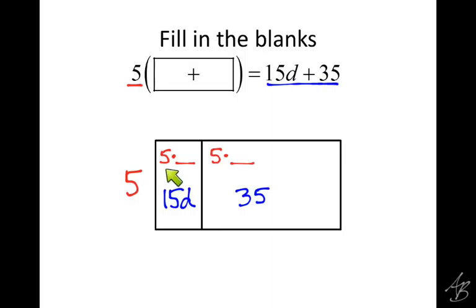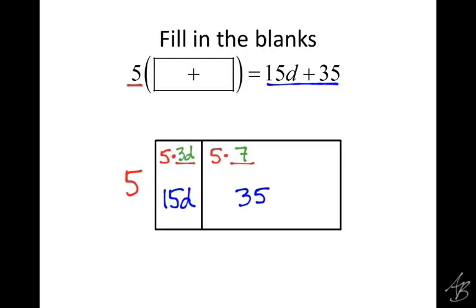So we're figuring out what we multiply by 5 to get 15D. But that's really the same thing as saying, what is 15D divided by 5? Well, what is 15D divided by 5? 3D. And what is 35 divided by 5? 7.